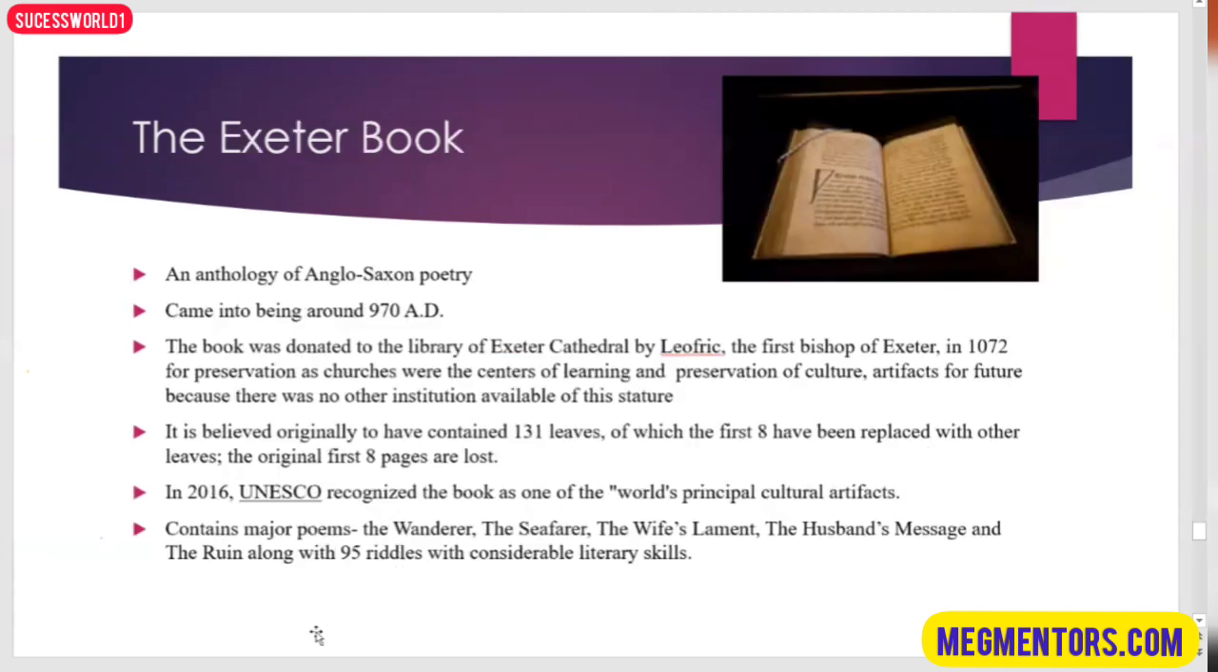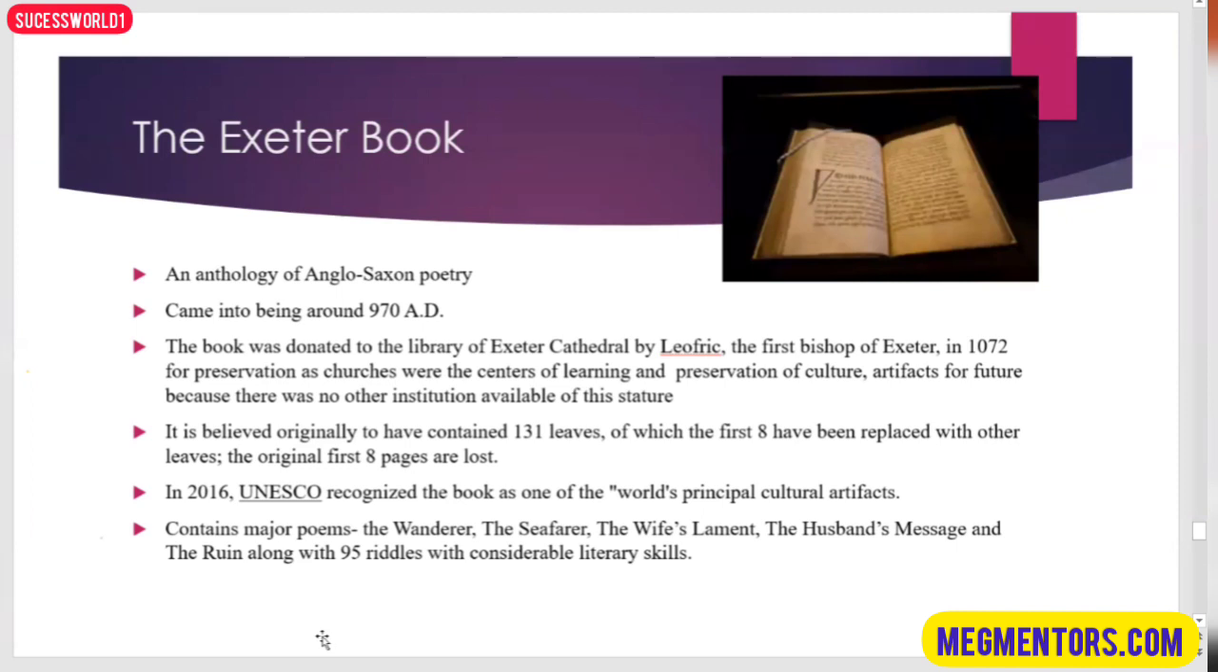And then we have the Exeter Book. This is a very important book. It is actually an anthology of Anglo-Saxon poetry, and it came into being in 970 AD. And why is it called the Exeter Book? It was actually donated to the library of Exeter Cathedral by a person named Leofric. And this guy Leofric was actually the first bishop of Exeter in 1072.